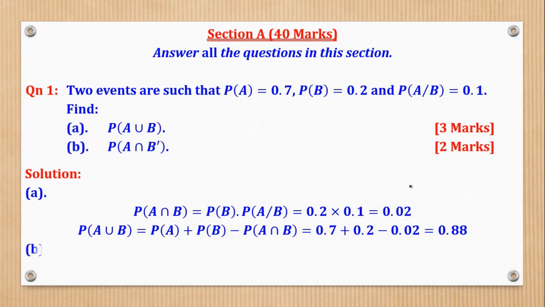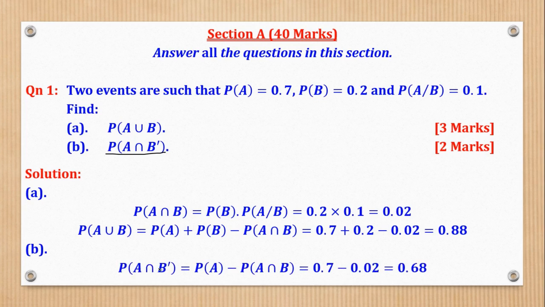That was part A. Then for part B, they want probability of A intersection B complement. So you have to remember that A intersection B complement is the same as probability of A minus probability of A intersection B. We have got this formula from the contingency table. Remember, the video for probability theory is available on this platform. So if you are still wondering where this came from, I encourage you to go and watch the video on probability theory and the playlist of probability and statistics.